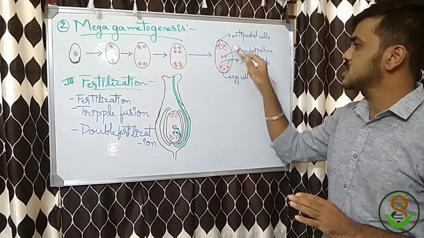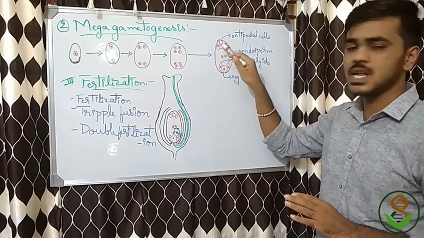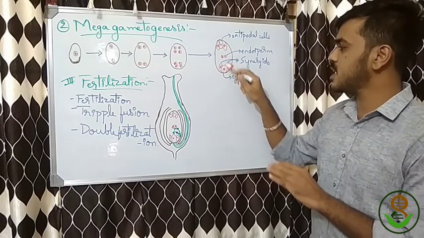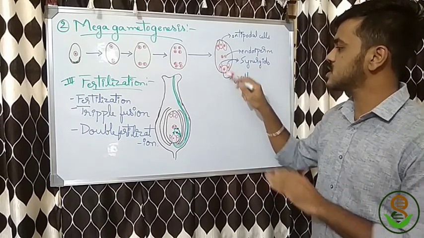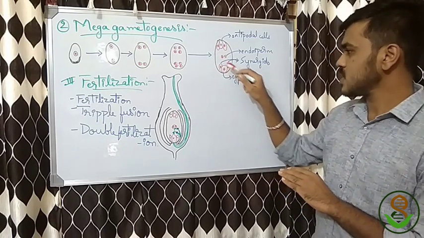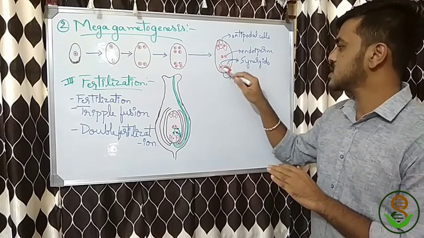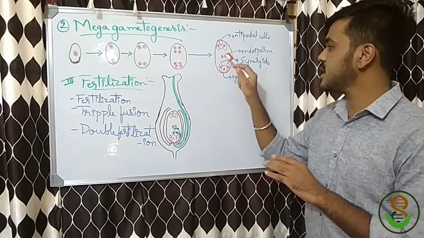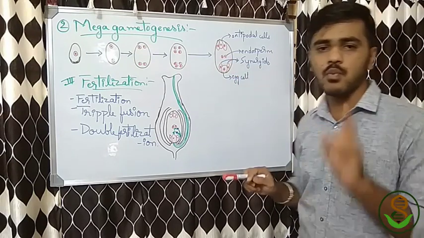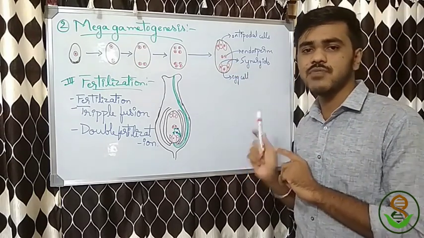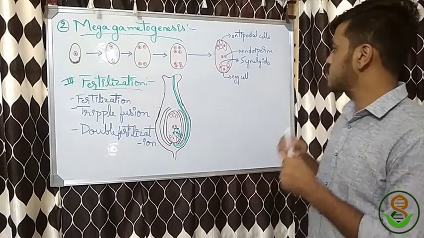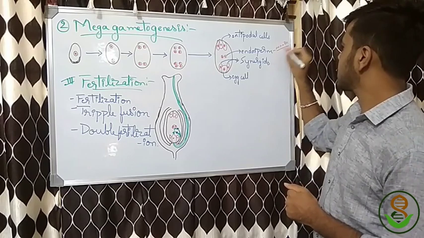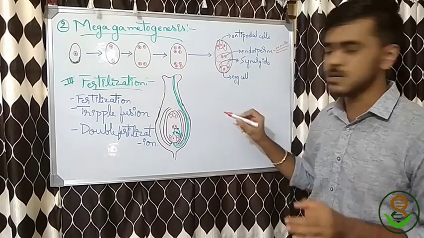How? 3 nuclei will come together and form cells here, that is the antipodal cells, and the remaining 3 come downward, to the micropyle end. There they form the cells, that is 1 egg cell and 2 synergid cells, and the remaining 2 nuclei will form 1 cell, that is, the fusion will take place. They convert into n plus n, that is 2n stage, and this is the endosperm.